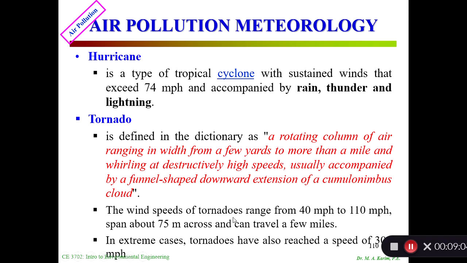The wind speed of tornadoes looks like from 40 to 110 miles per hour, and they span about 75 meters across and can travel a few miles.